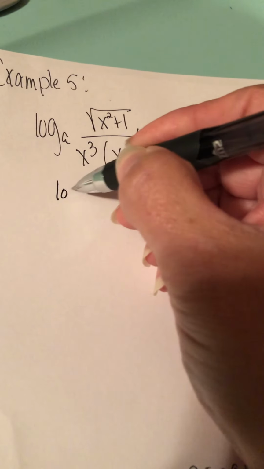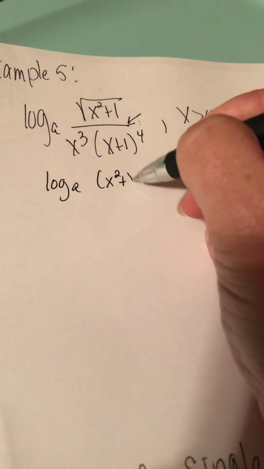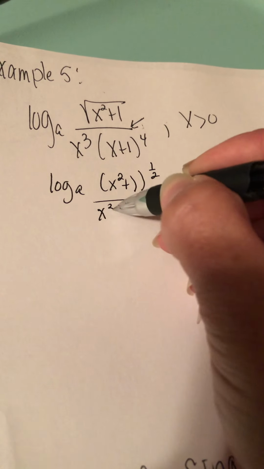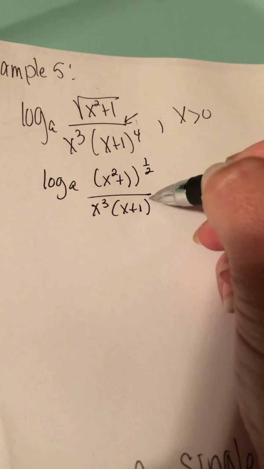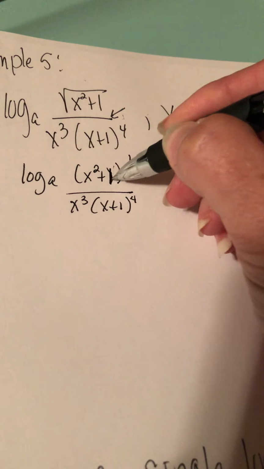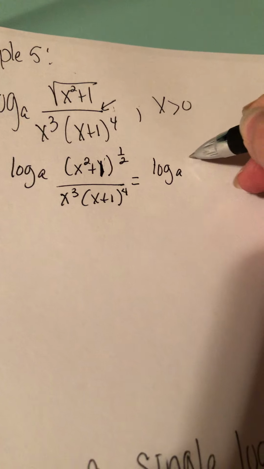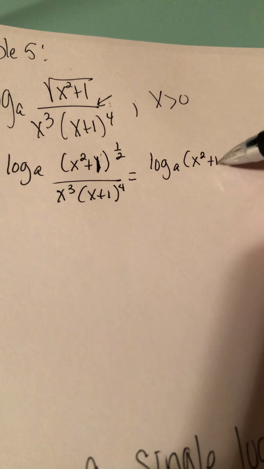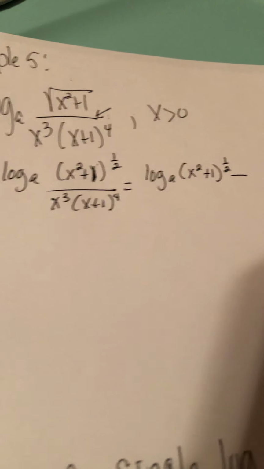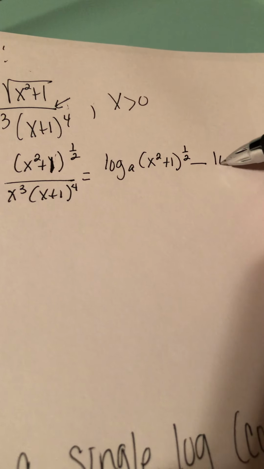So I'll have log base A of x squared plus 1 to the 1/2 over my x cubed times x plus 1 to the 4th. Okay, so first things first, let's go ahead and make that 1 look like a 1. So I'm going to have log base A of x squared plus 1 to the 1/2. Now here's my fraction bar. Since I have a fraction bar, when I expand it, I'm going to have to change division to subtraction.